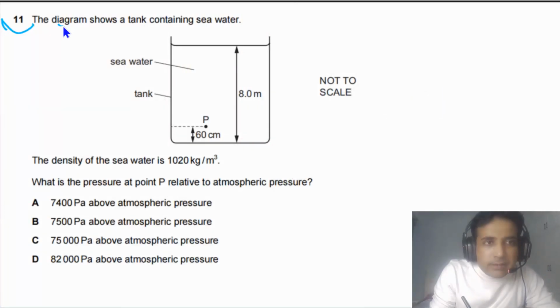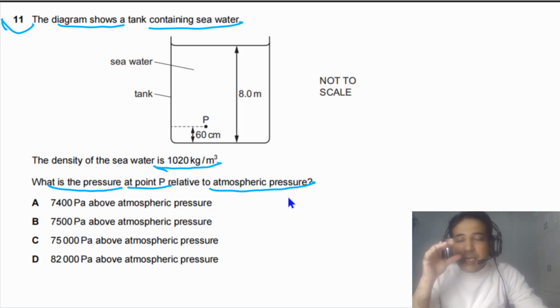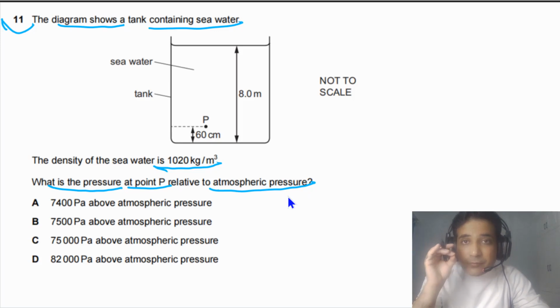Question 11 says the diagram shows a tank containing seawater, and the density of seawater is equal to 1020 kg per cubic meter. We need to find out what is the pressure at point P relative to atmospheric pressure. Relative means that we have to use atmospheric pressure as a reference. So let's try to understand the meaning of relative.